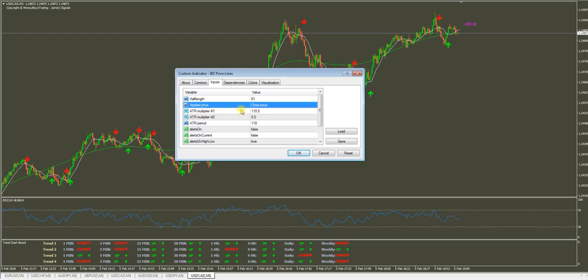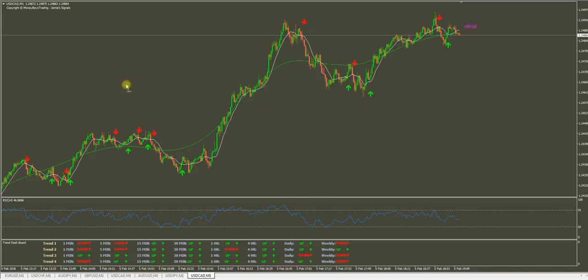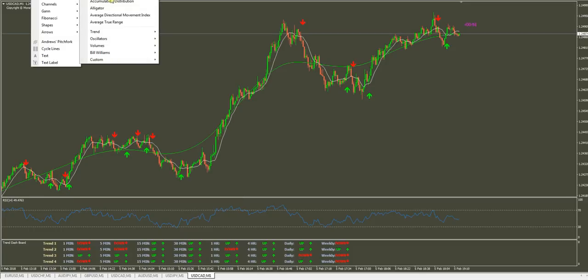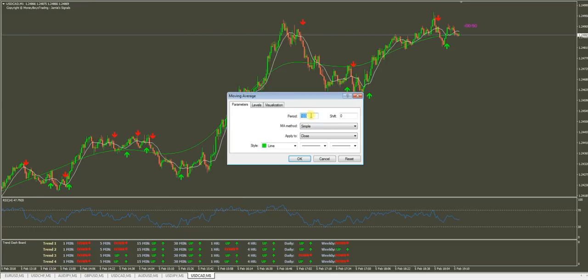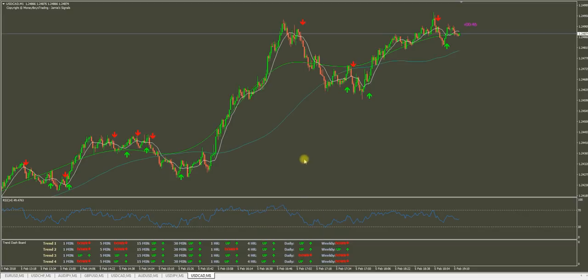ATR 1 is 1110.0. You literally just click on it and you type in 1110.0. ATR number 2 is 0.0 and the ATR period is 110. You click OK and it's done. And then pretty much simple, we load in a moving average 100 simple moving average. There you go, jobs are good and we are in.